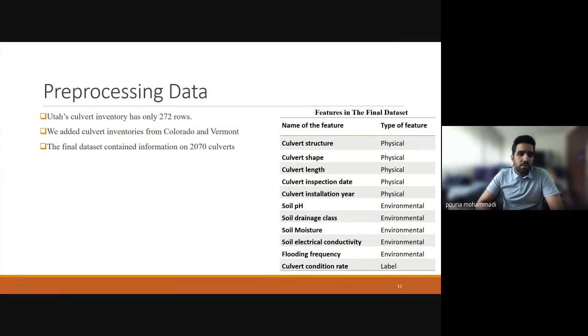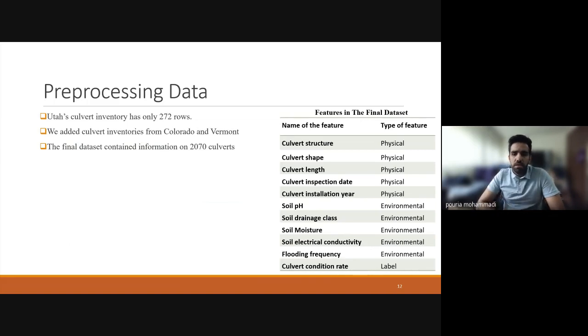The Utah culvert inventory had 272 rows that were collected during another UTRAC project in 2004. That's a small dataset, and it's not enough for developing a machine learning model on it. So we added the Colorado and Vermont datasets to it, and the final dataset contained 2,070 culverts.